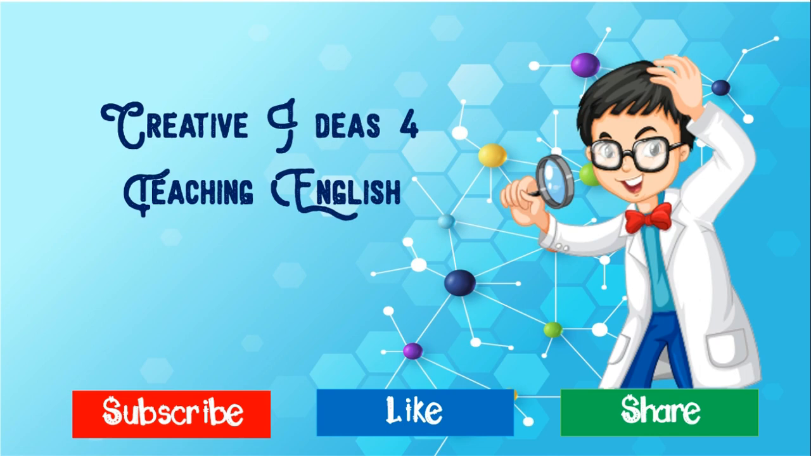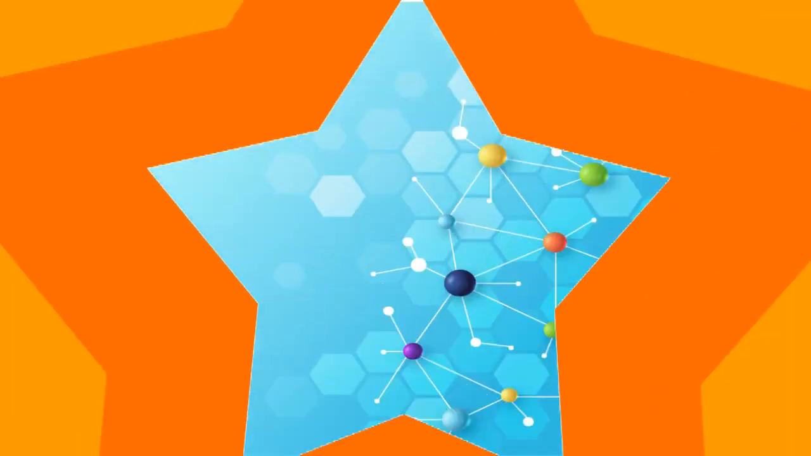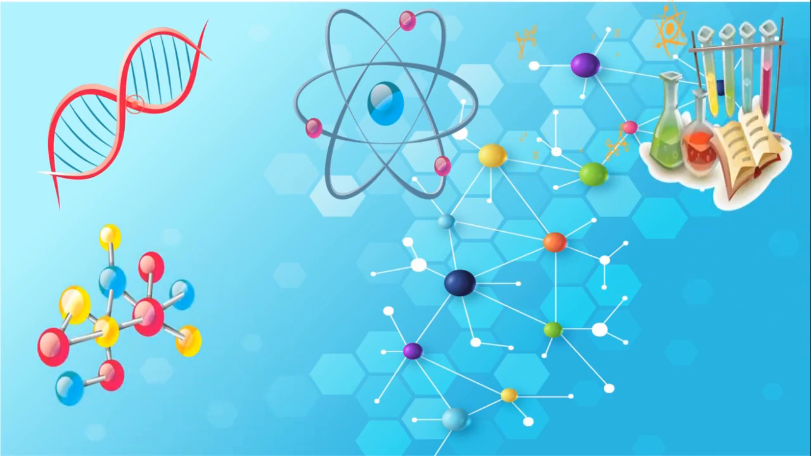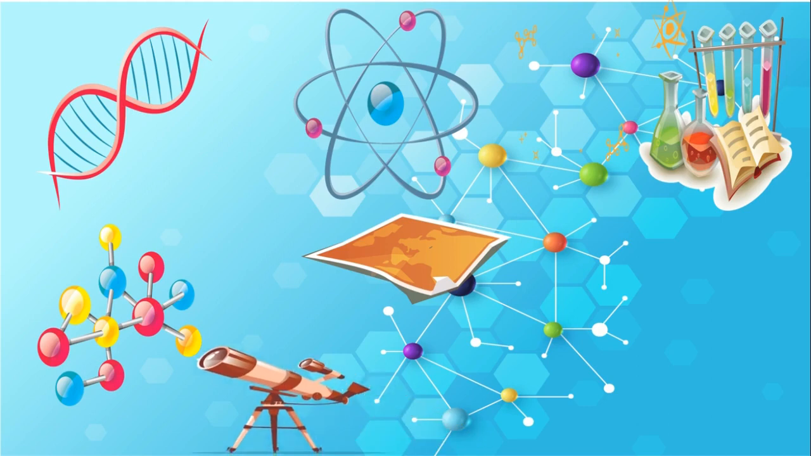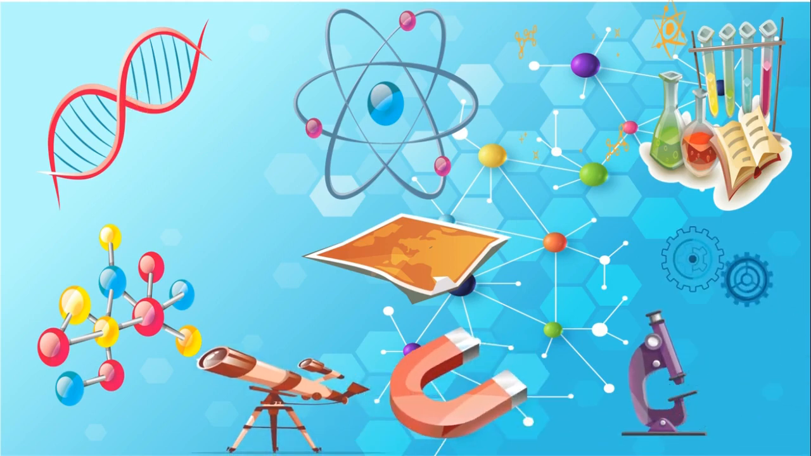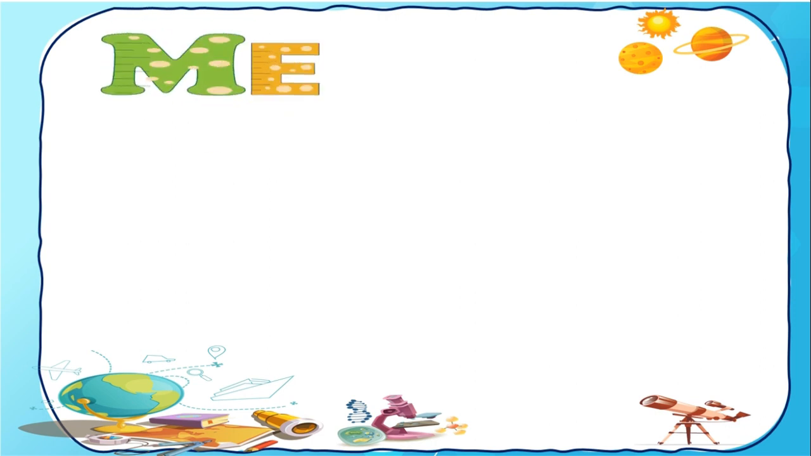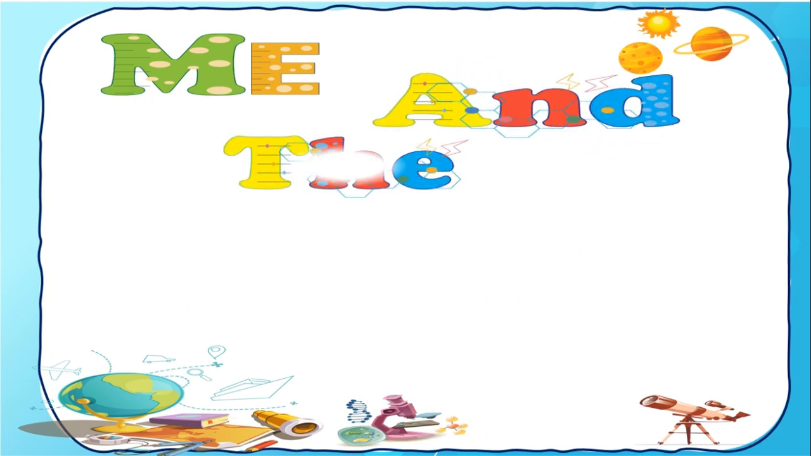Let's have a look at these pictures. When you see these pictures, what comes to your mind? Can you guess? Yes, there are stethoscopes, there are different magnets, there are maps, different stuff. So what do they represent? Of course, they represent one of the most important sequences in third year, which is Me and the Scientific World.